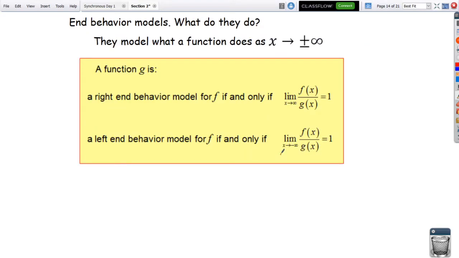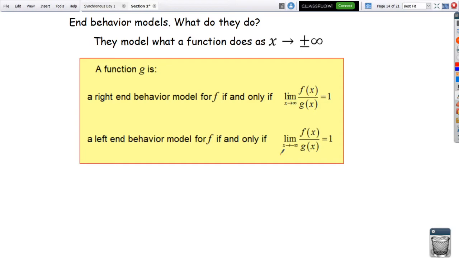All right, cool. So end behavior models. A function g is a right end behavior model for f if and only if the limit as x approaches infinity of f of x over g of x is equal to 1. And it is a left end behavior model for f if and only if the limit as x approaches negative infinity of f of x over g of x is equal to 1. That's a bunch of fancy stuff that we have going here, and we'll get back to these end behavior models.